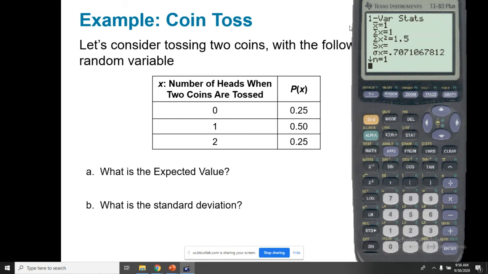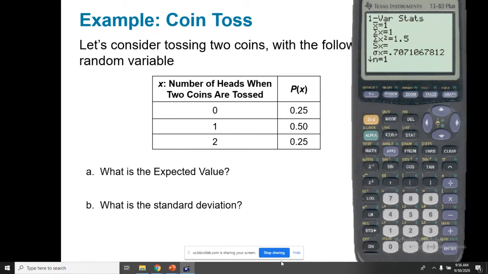All right, so the mean, remember, is X bar. So the mean or the expected value of this probability distribution is 1. The standard deviation of this probability distribution, this would be sigma sub x, is 0.7. So if you're given a probability distribution, and if you're asked to find the expected value or the mean, as well as the standard deviation, these are the steps you will follow.